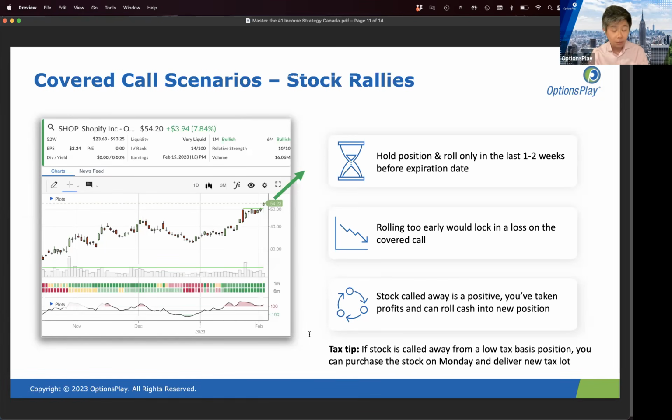So in the States, and if anyone can verify if this is true in Canada as well, if your stock gets called away on a low tax basis position, you can just purchase more stock on Monday and deliver that from a tax lot perspective. Peter, let me know if that's what you're referring to. I think you're talking about doing this before the calls expire, but you can do this even after the calls expire as well.